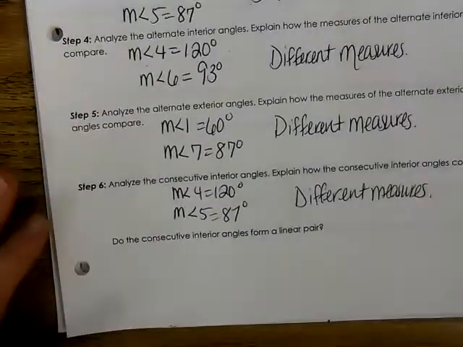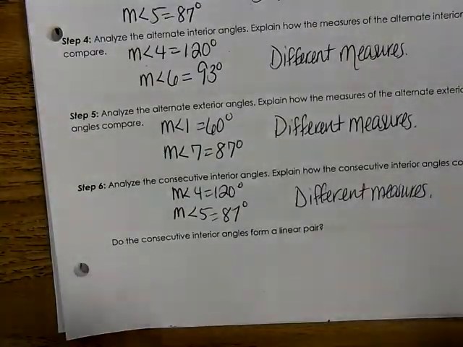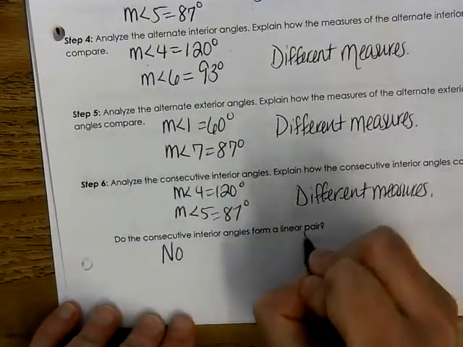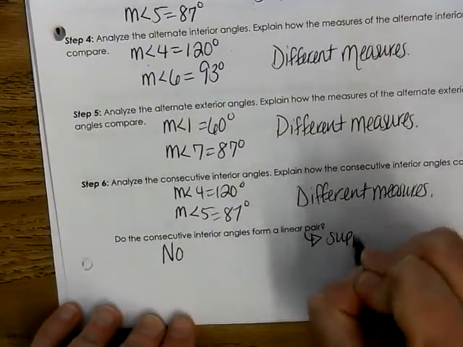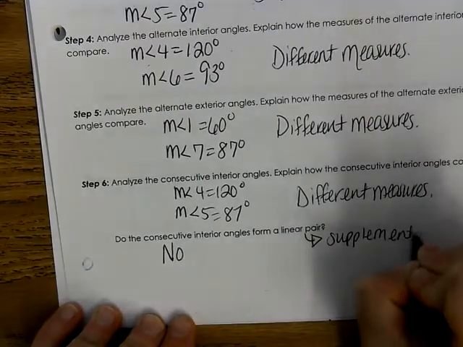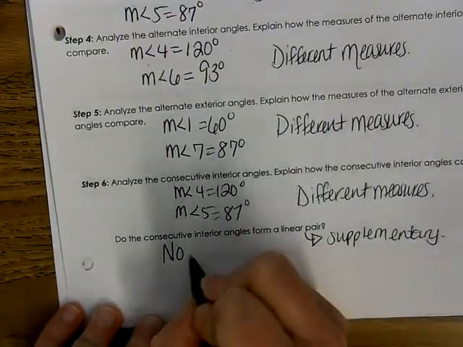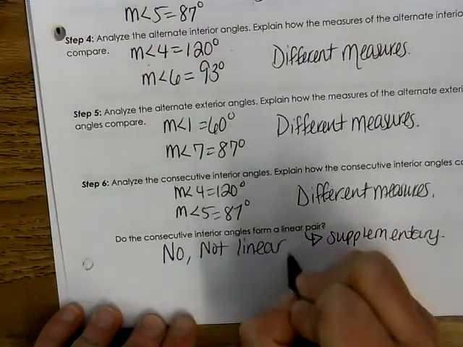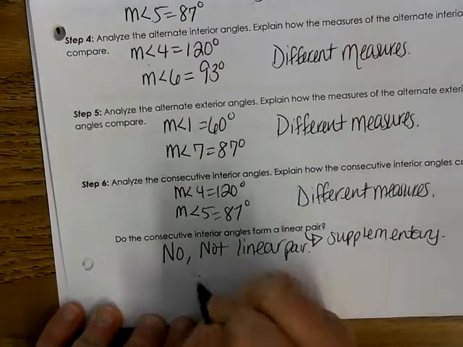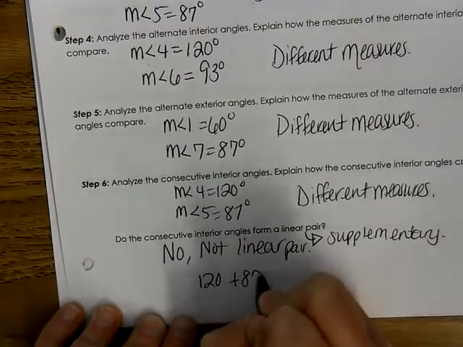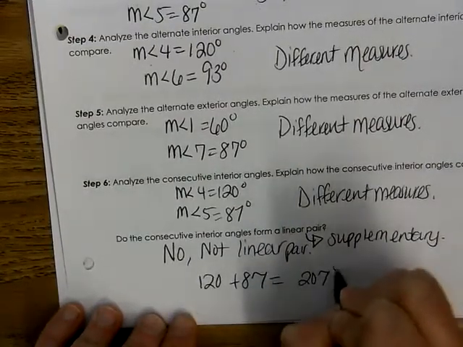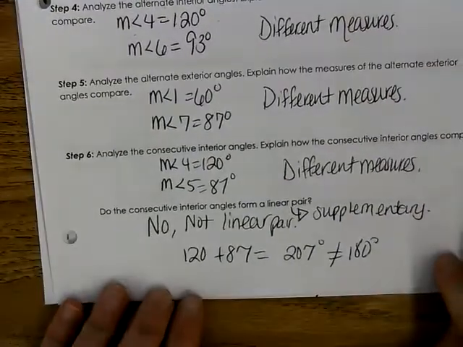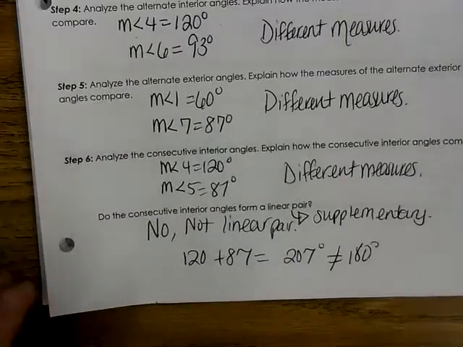The question is, do consecutive interior angles form a linear pair? No, they do not form a line. Are they supplementary? Do they add to 180? So they're not a linear pair. And 120 plus 87 is equal to 207 degrees, which is not 180 degrees. So therefore, no, these are not supplementary angles.